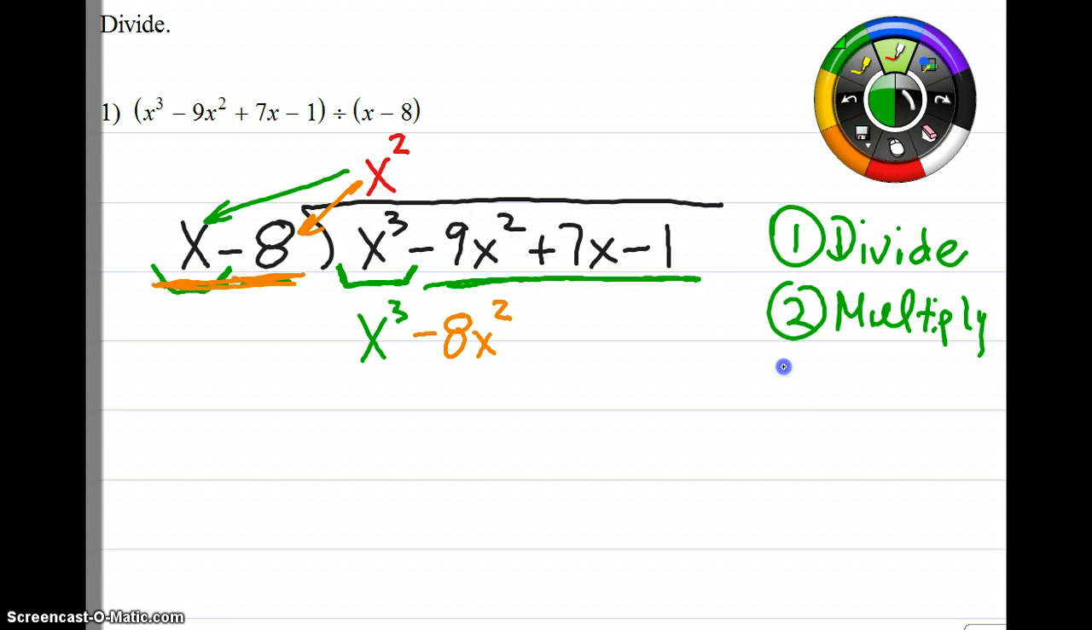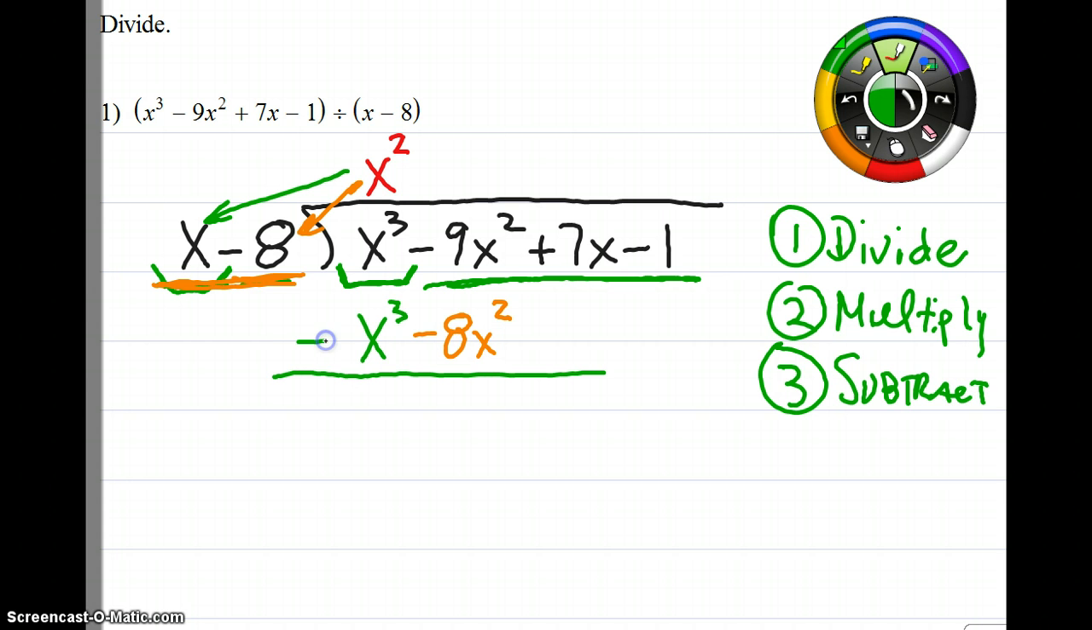So then let's go through our steps. We have divide, multiply. Now what are we supposed to do? Now we're supposed to subtract. So what are we going to subtract? We're going to subtract these values. So an x cubed minus an x cubed is going to be nothing. Be careful here when we subtract. A negative 9x squared minus a minus 8x is going to be a negative 1x squared.